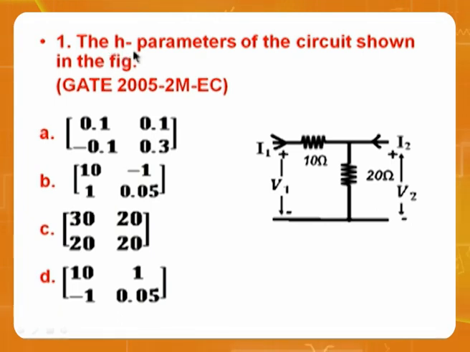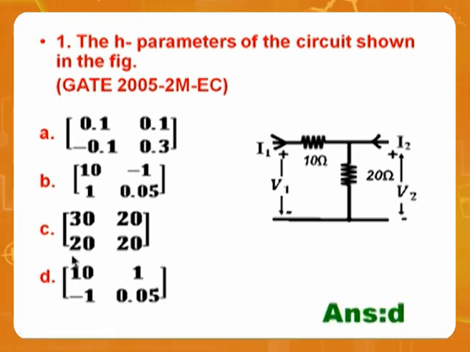Question number 1. The question says, the H parameters of the circuit shown in figure, GATE 2023, 2 marks, given EC. If you look at this, this is basically what you call an L network. And you have two freedoms now. You can calculate the Z parameters and convert into H parameters, or directly go for H parameters. These are the options A, B, C, D given to you.